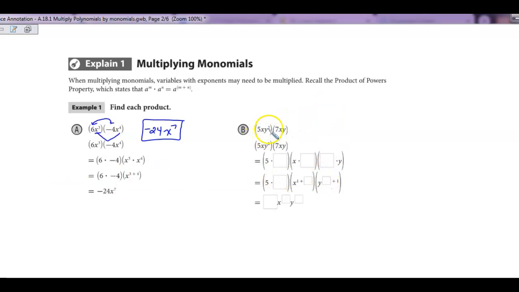Okay, so let's look at B. I have 5xy squared times 7xy. I'm going to take my coefficients. 5 times 7 is 35. And then I have x times x, so they're to the first powers. So 1 plus 1 is 2, so x squared. And then I have y squared and y to the first power, so my base is y. 2 plus 1 is 3. So I get 35x squared y cubed.